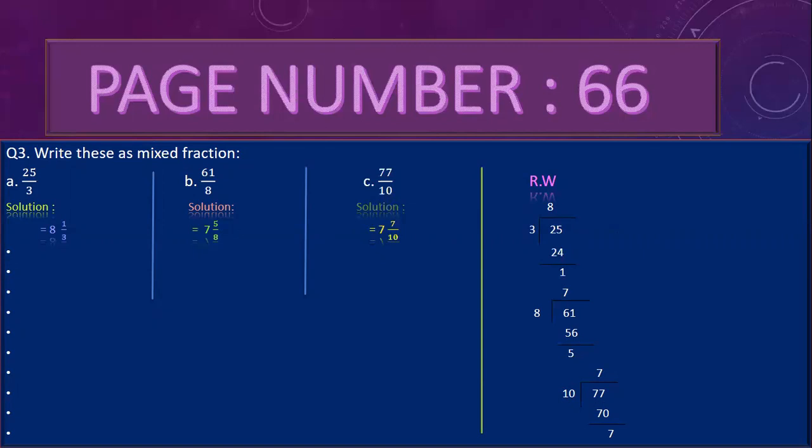The third and the last part of this question is 77 over 10. Again we divide 77 with 10 and you see 7 whole number 7 over 10 is the answer. When we convert this improper fraction into the mixed number, the answer is 7 whole number 7 over 10.